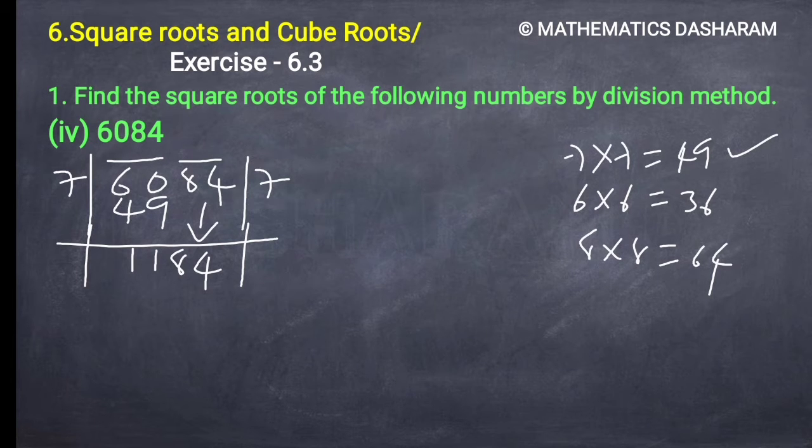Now do twice of the quotient. 7 into 2 equals 14. So here is 14, and take one digit beside the 14.